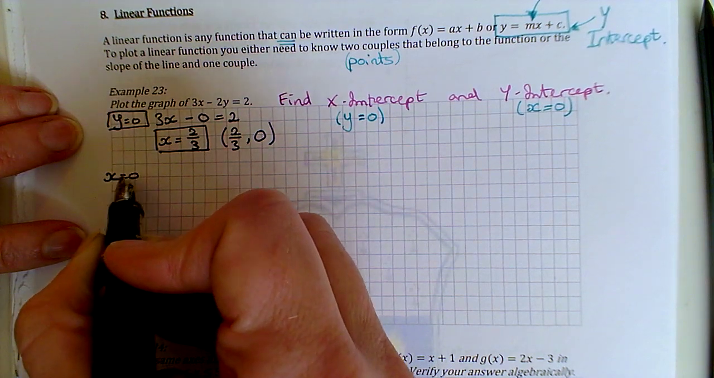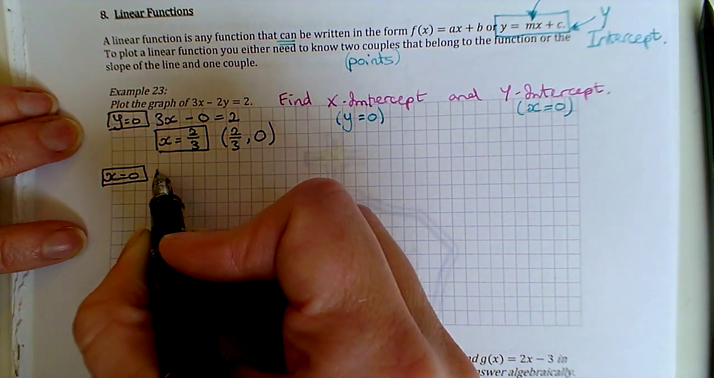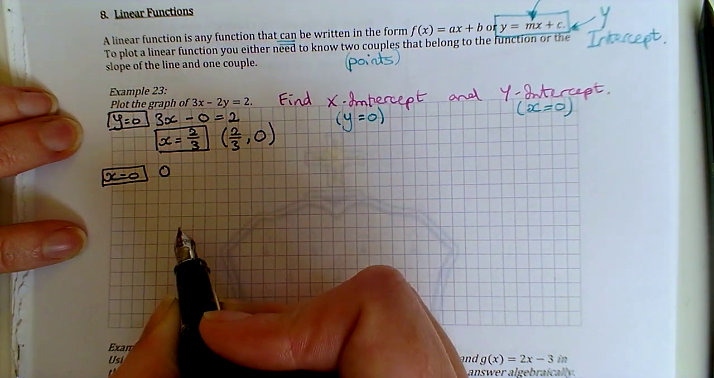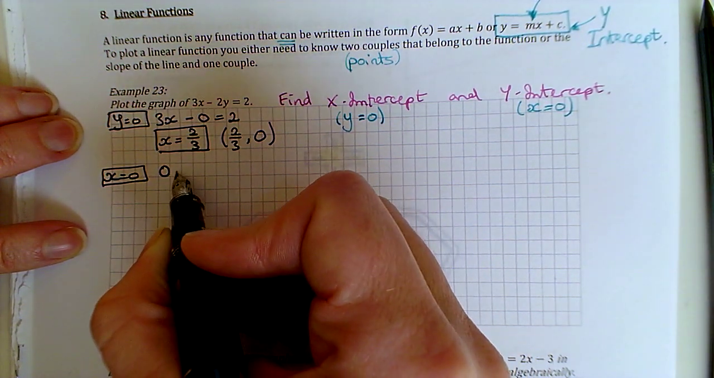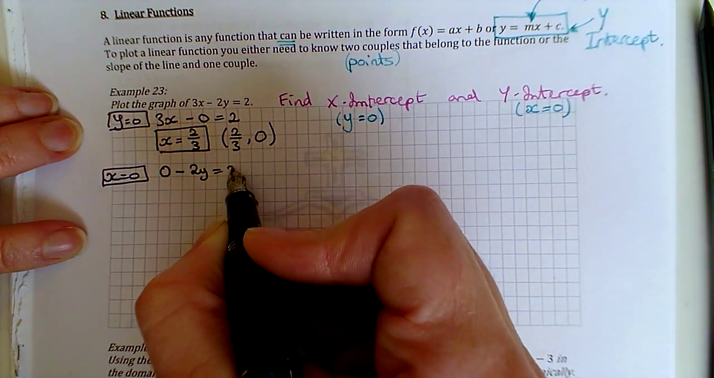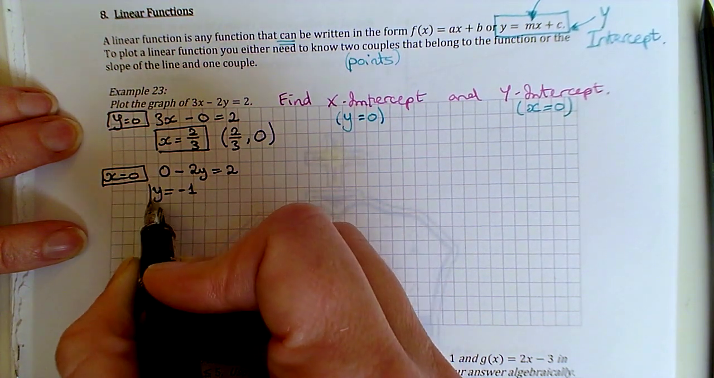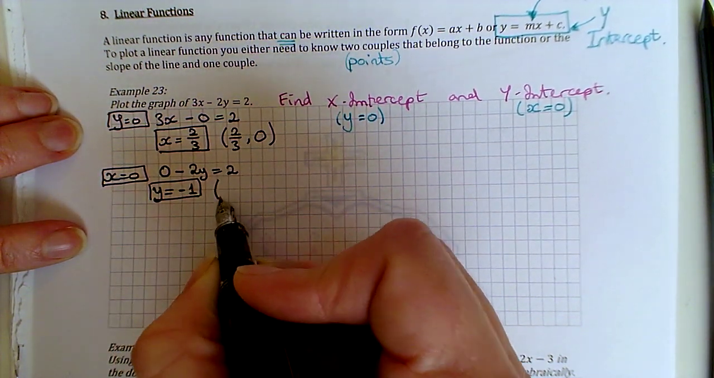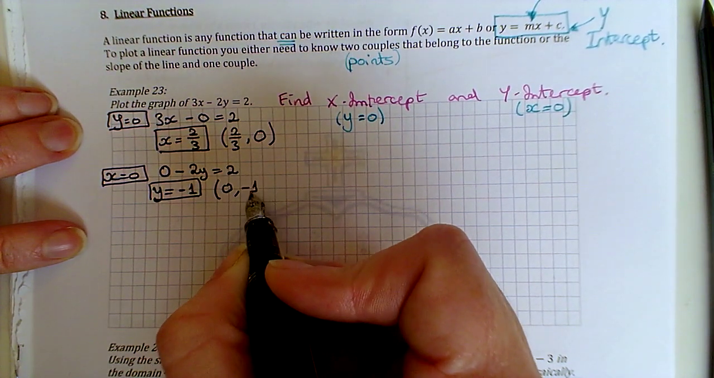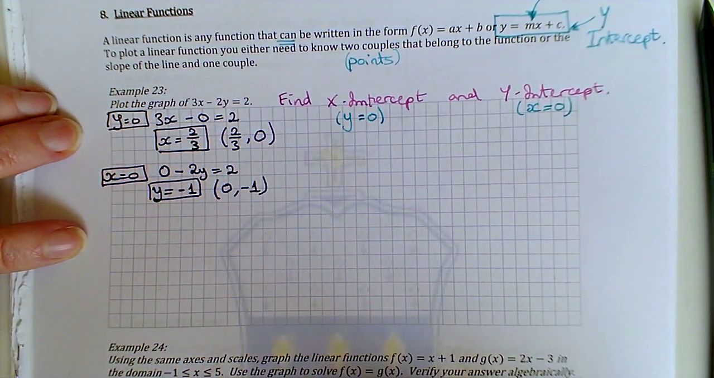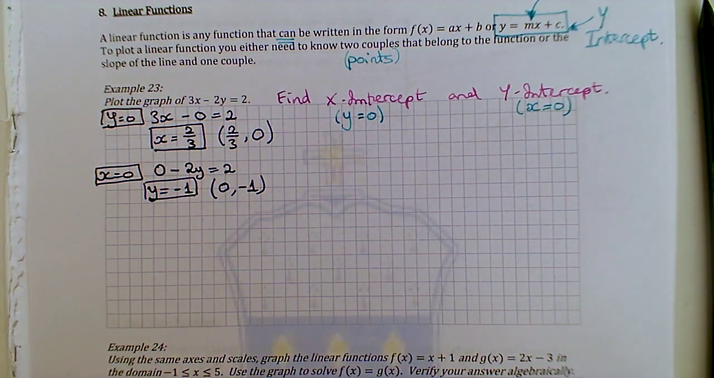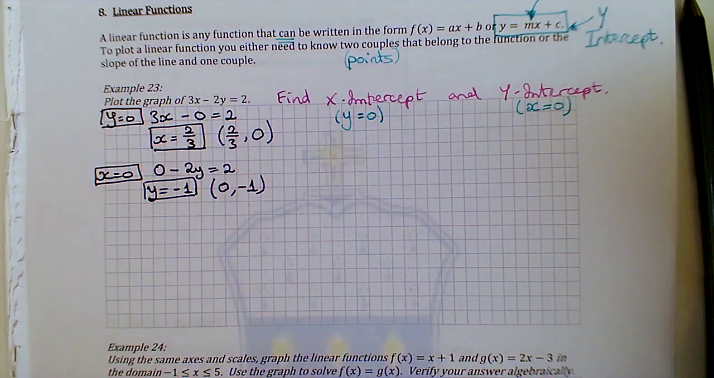And when x is equal to 0, for the y-intercept, we sub in 0 for x, and we get 3 by 0 is 0, minus 2y is equal to 2, and so y is equal to negative 1. Y is equal to minus 1, and our y-intercept is at the point 0, minus 1. So we have 2 points. All we need to do is plot those and join them together.